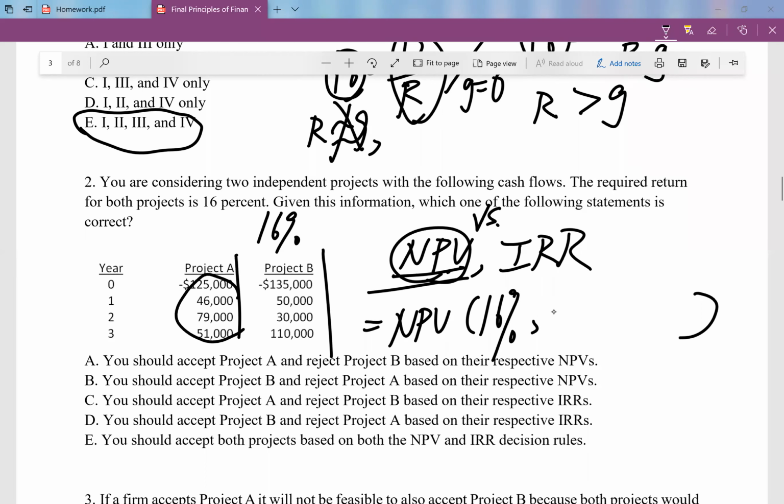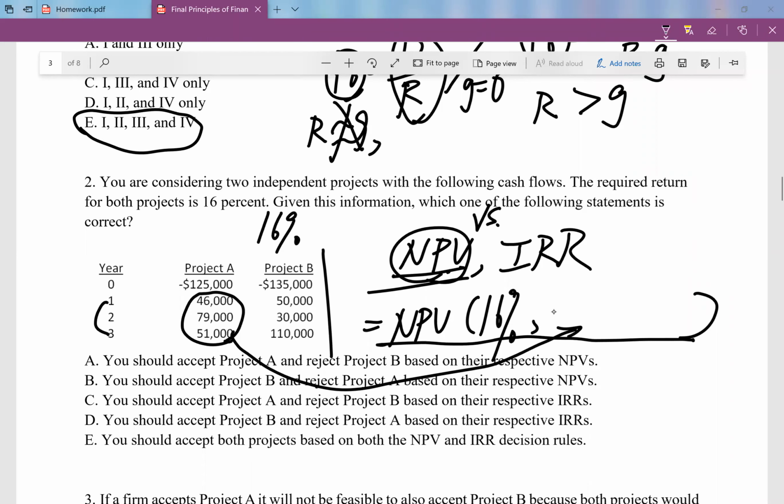Be careful for the NPV function on the Excel sheet. You can only choose the cash flow from 1 to 3, so this one goes into the bracket. After you apply this function, you will afterwards plus the initial cost. So minus 125,000. So that's how to solve the NPV for project A.